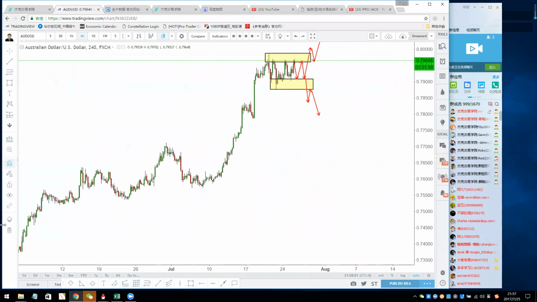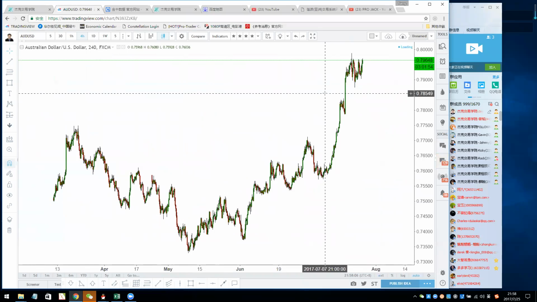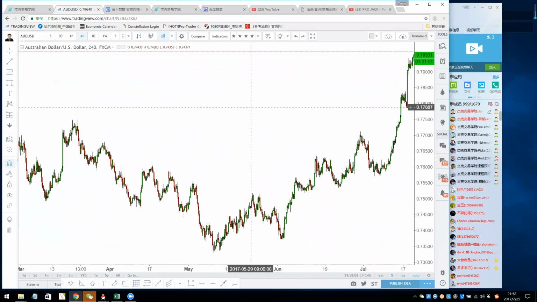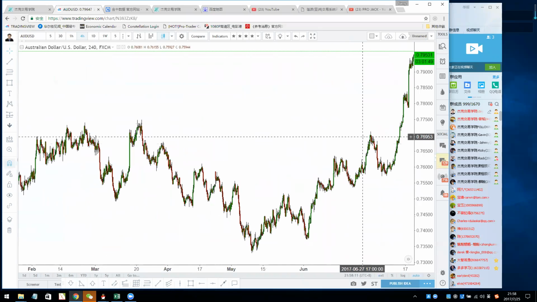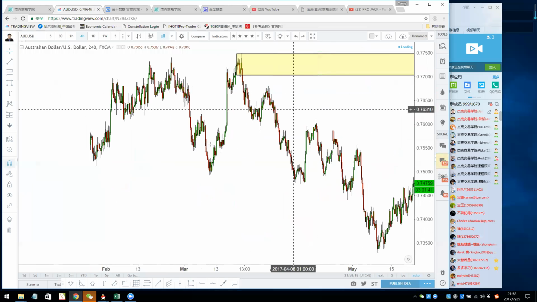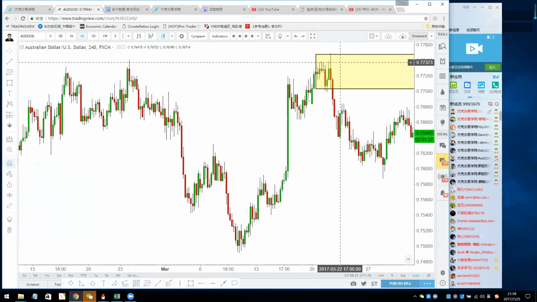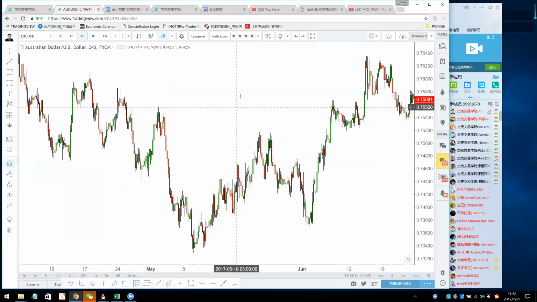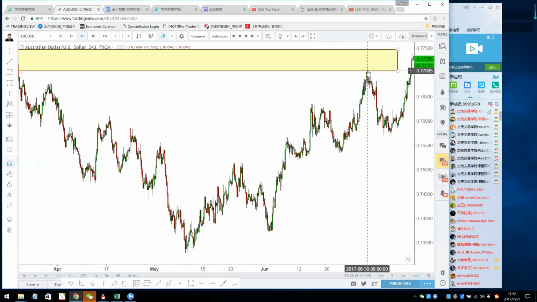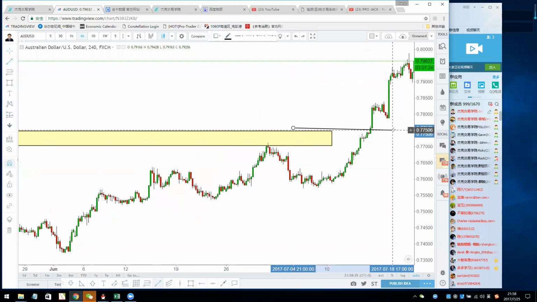The Aussie dollar is in a very bullish trend. Last time we tried to short Aussie at about 0.77, if I don't remember wrong. We tried selling at this place. It actually has a very good structure: neckline, M shape, the M shape head. The first time it touched, we shorted from 0.77 and it dropped to 0.7580. Then we shorted another time and stopped out here at 0.7760.